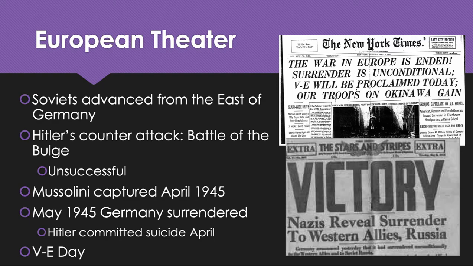The fighting is going to continue in the European theater for about a day after, but the war is going to be signaled over in the West while fighting continues in the East.